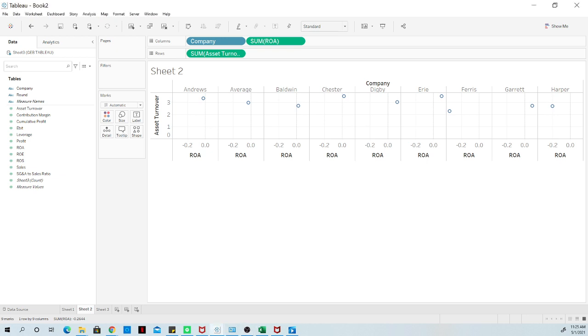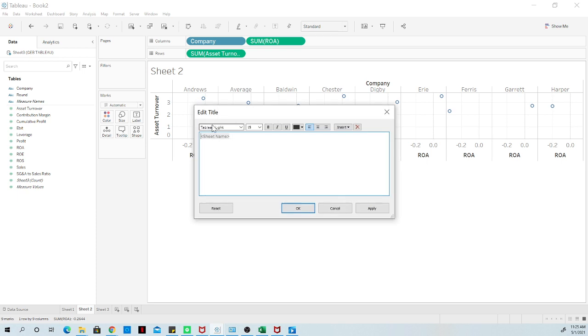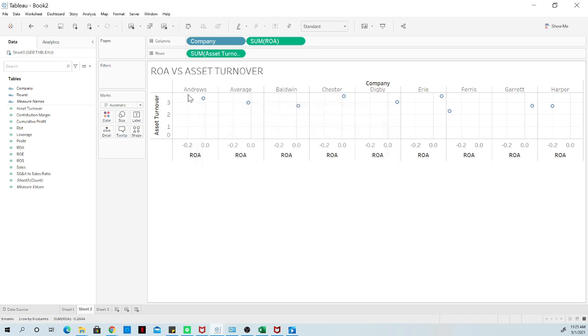Now in sheet two, we are going to be taking a look at the return on assets versus asset turnover. And why are we looking at that? The difference between ROA and asset turnover is that ROA considers net income, while asset turnover considers revenue.